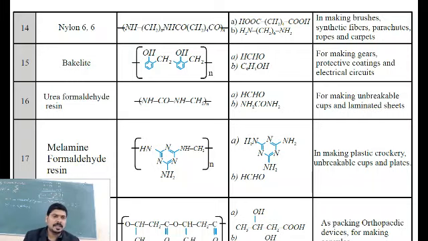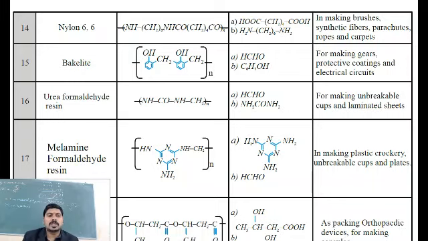Next we are having urea formaldehyde resin. It is also a polyamide. There we are going to have urea, NH2CONH2, and the formaldehyde is HCHO. Then they also undergo polyamide linkage, and it's a condensation polymer, so that we are going to get a polymer called urea formaldehyde resin, and it is going to be useful for unbreakable cups and laminated sheets. I think everyone knows about this.